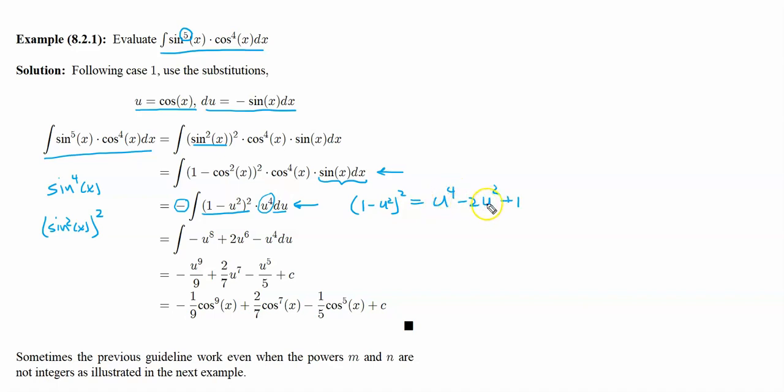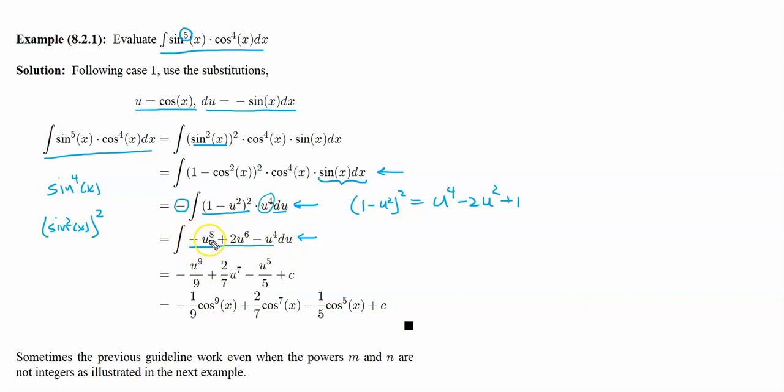This will become u to the 6th, and then this will be u to the 4th. Okay, so that's what we have right down here. Okay, and we just move the negative back inside there. All right, and now this can be integrated.